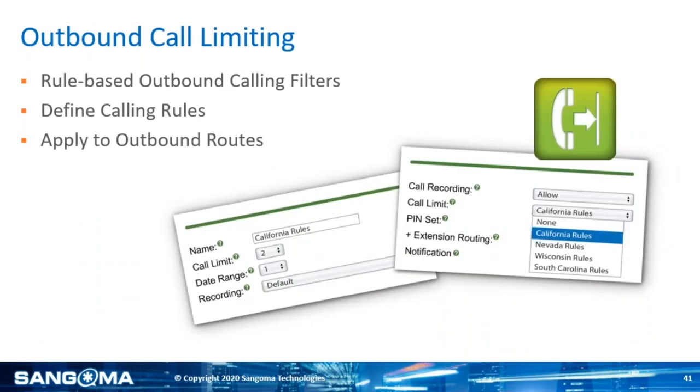You can limit your outbound calling. So if you only have a specific number of trunks or you're trying to limit the number of trunks that are in use, that is where outbound call limiting would come into play.